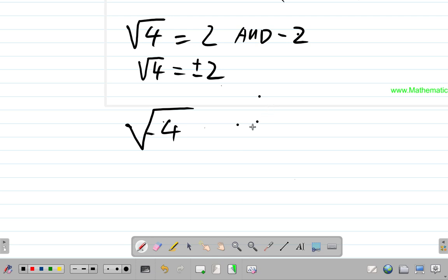So this thing here is what they call an imaginary number. You cannot find the square root of a negative number. You don't have the same number multiplied to give a negative number. If you multiply two negative numbers, you're going to have a positive answer. So it can't work.